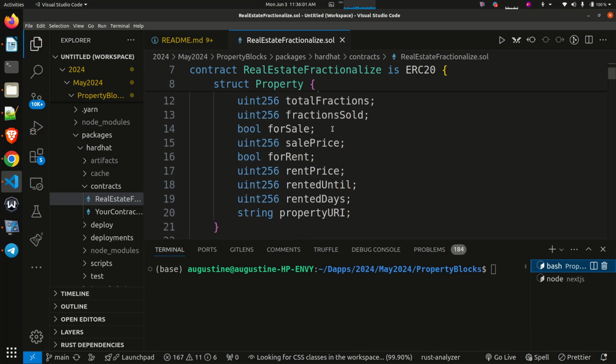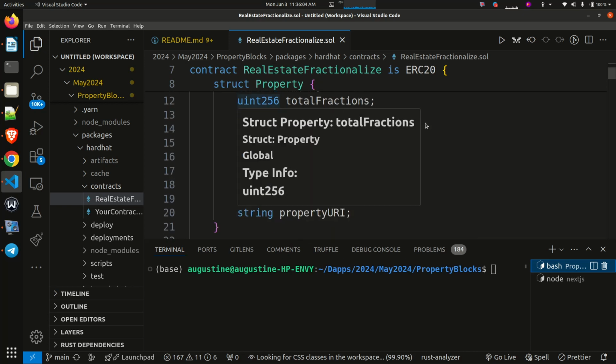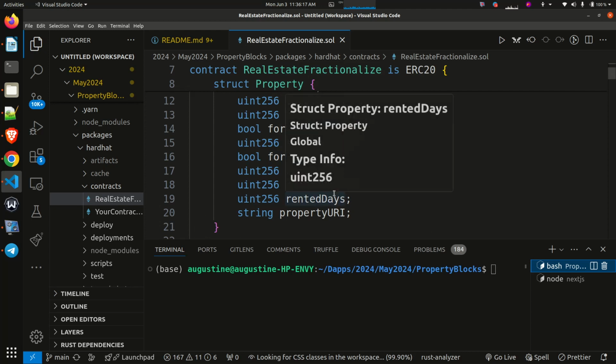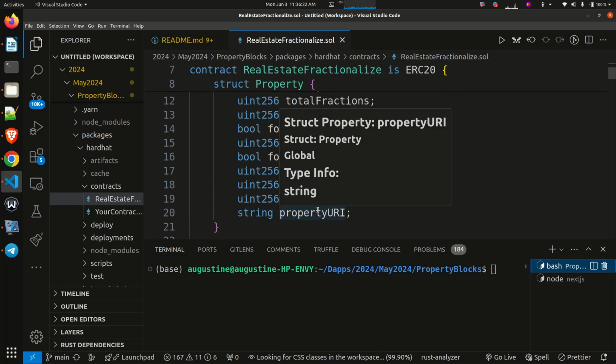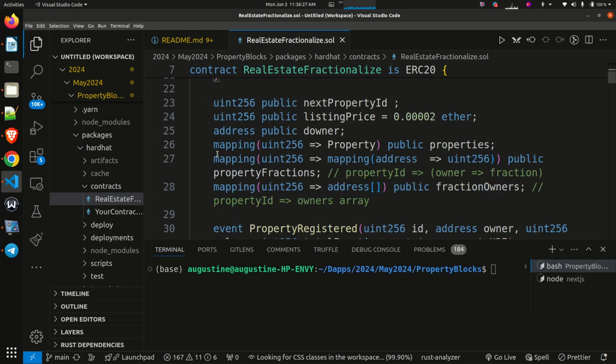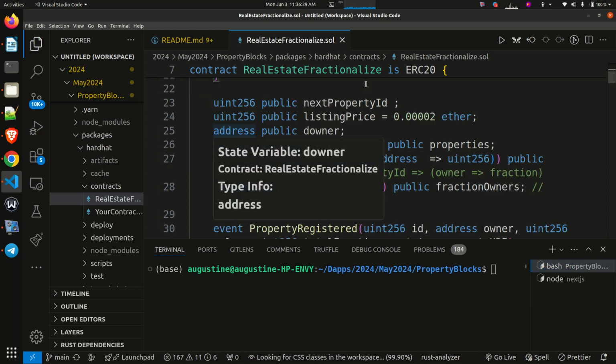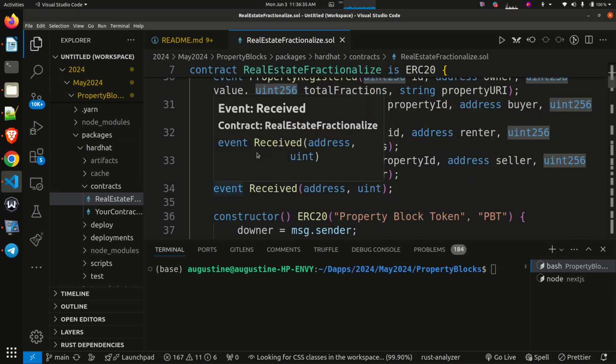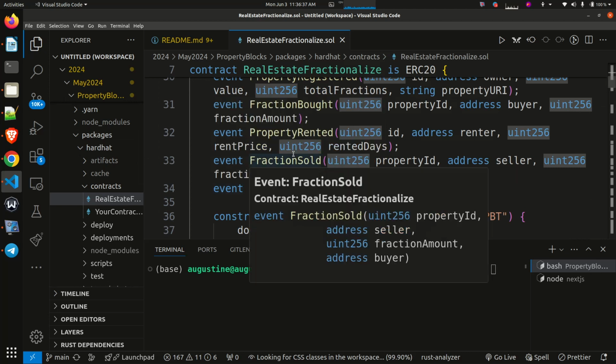So we also have the total fractions, the fractions sold, whether it is for sale, the sales price if it's for sale, whether it is for rent, the rent price, the rent until what day, the number of days for rent, then the property URL where the details are stored, on IPFS. This is what we actually did on our own. This smart contract was hard coded from scratch. I bet you cannot see this contract anywhere online.